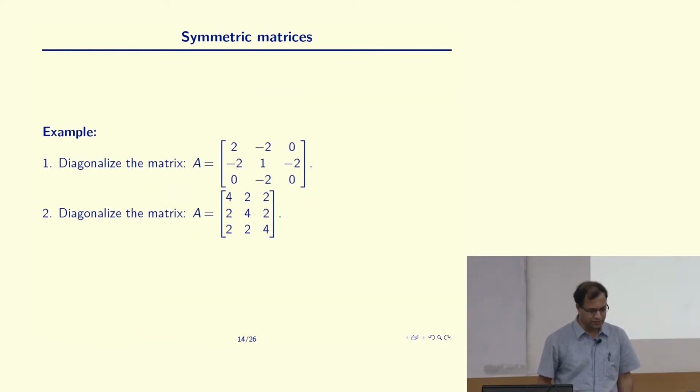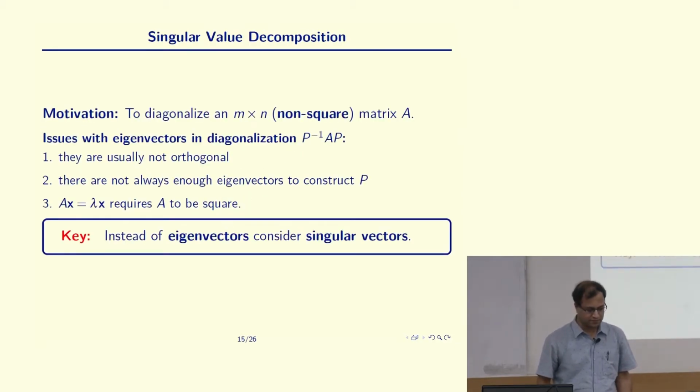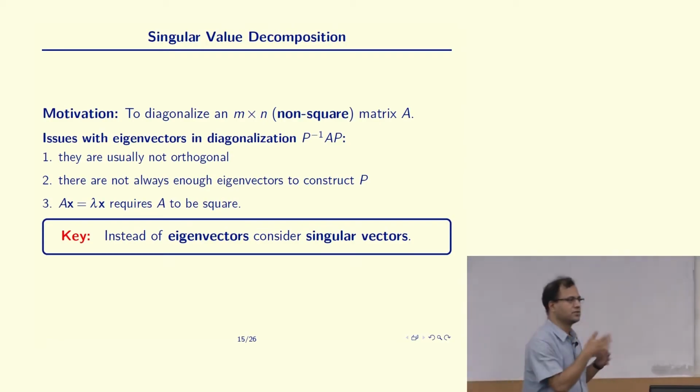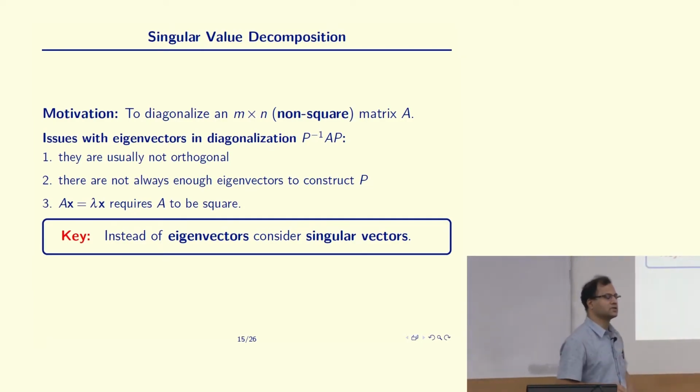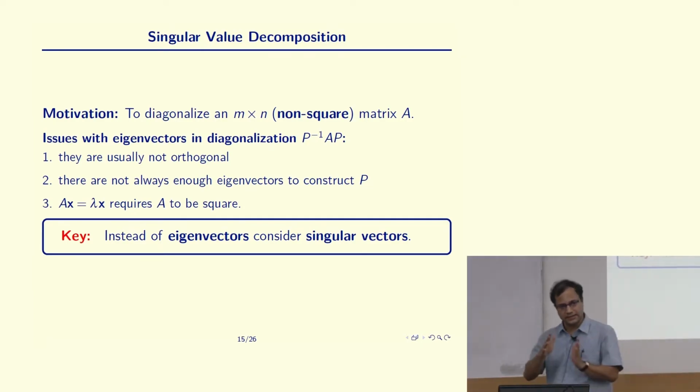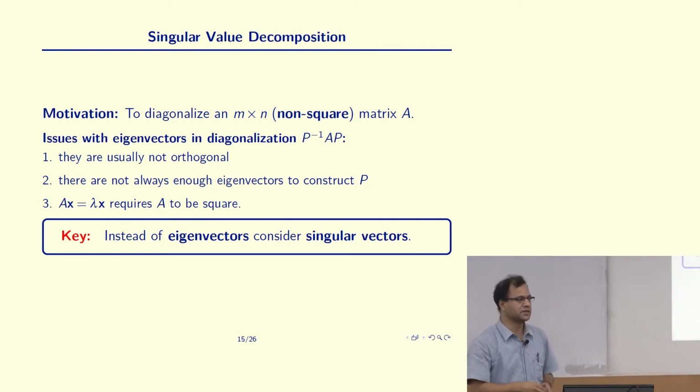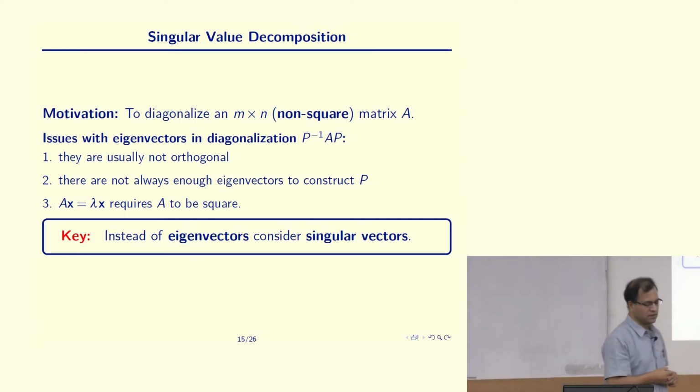You can try those examples, how to diagonalize a symmetric matrix, and verify that you get orthogonal eigenvectors from those symmetric matrices. Now we'll come to the main part. So far we are just trying to understand what is happening in the square matrix, so that we can extend that idea, because unless we understand the square matrix, eigenvalue, eigenvector, symmetric matrix, we cannot go to the singular value.